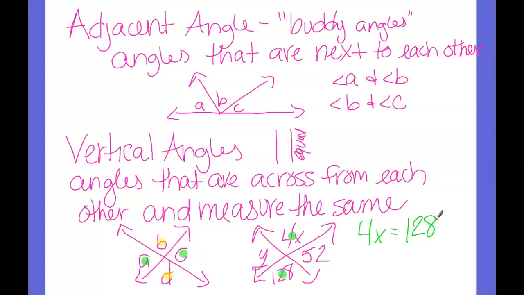Could I solve for x now? What would I do? Divide by 4, divide by 4, x equals what? Use calculator, there we go. 32. So by using the knowledge that vertical angles measure the same, I know that x equals 32.